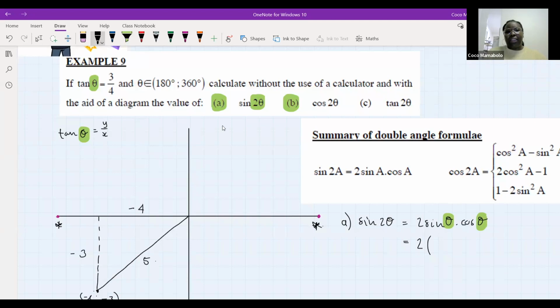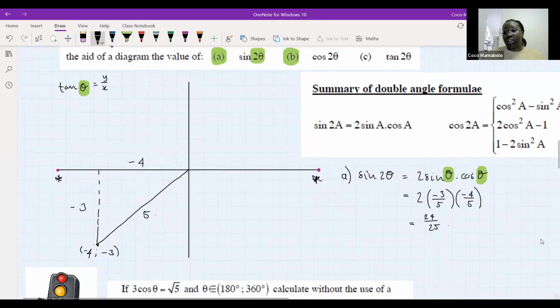2 times, and then I just need the ratio of sine of theta. I know that sine of theta is y over r, so we're going to get -3/5 multiplied by cos of theta, which is -4/5. Put that into our calculator exactly like that. Okay, so we will then get 12/25 times 2. That would give us 24/25. All right, just give me a thumbs up if that's what you got as well for that first answer.